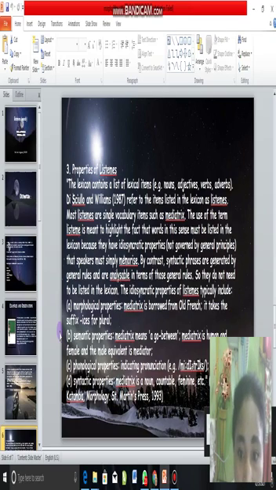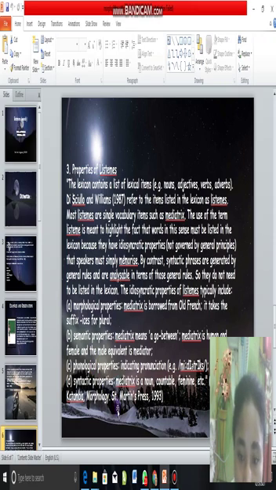By contrast, synthetic phrases are generated by general rules and are analyzable in terms of those general rules, so they do not need to be listed in the lexicon.